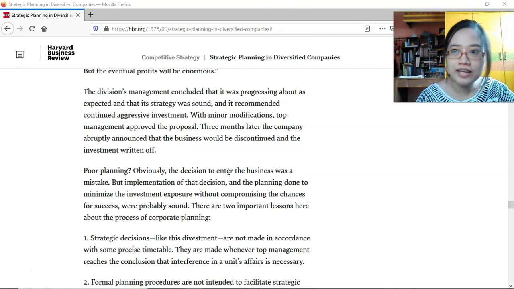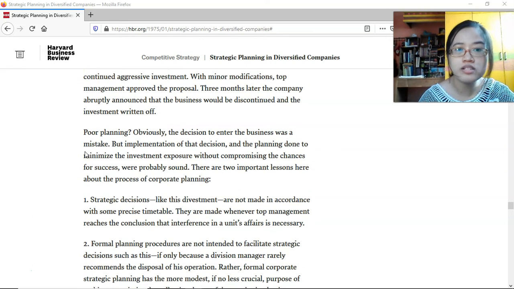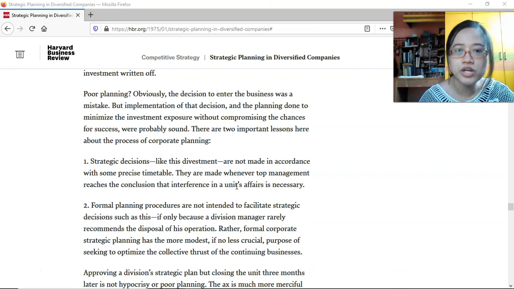Doon mo lang talaga siya makikita na tapos, ang ginawa dito ng business is, diniscontinue yung business na yun and it was written off. Tapos yung question dito, poor planning. Obviously, the decision to enter the business was a mistake. But implementation of that decision and the planning done to minimize the investment exposure without compromising the chances for success were probably sound. So there are two important lessons here about the process of corporate planning.